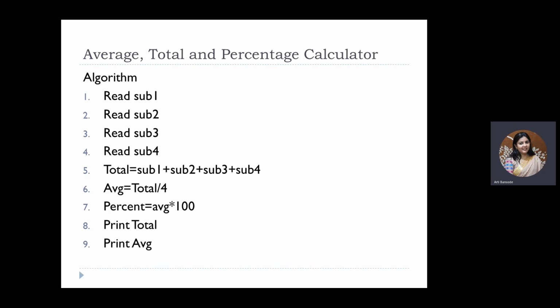Then you know how to calculate the total. Total is the addition of all the inputs that the user has given. So total is sub 1, 2, 3, 4, and average is the total divided by the number of subjects. So total upon 4, percentage is average into 100, and then you print the total and then you print the average. So that is how you can calculate the average, total and percentage.